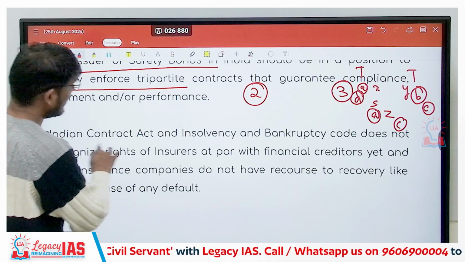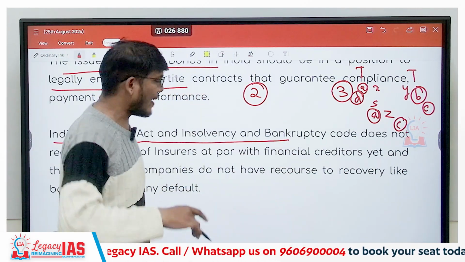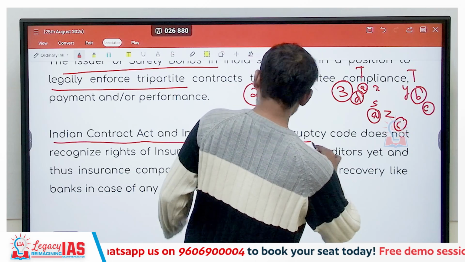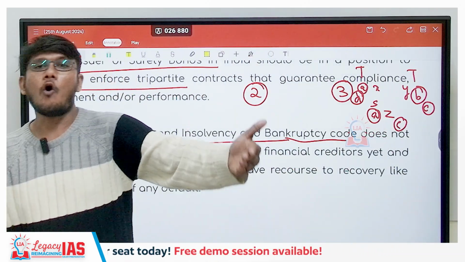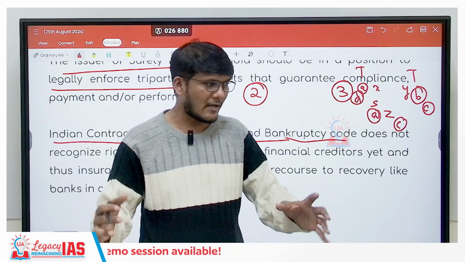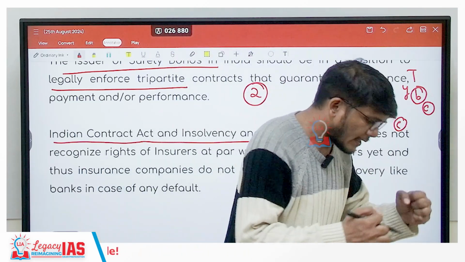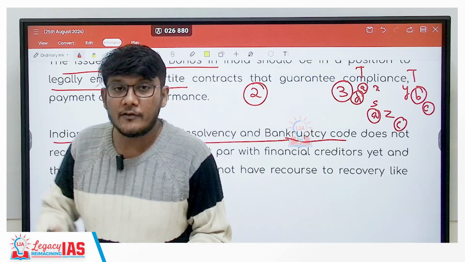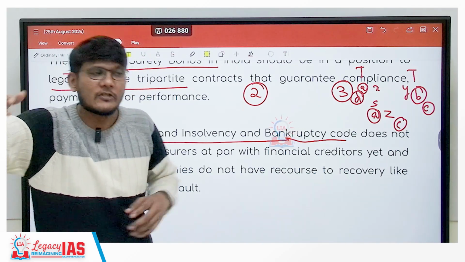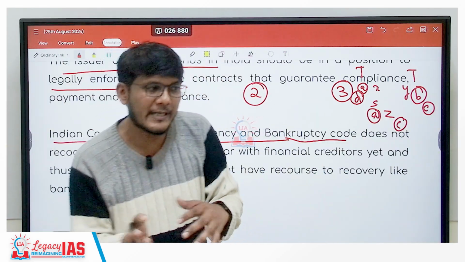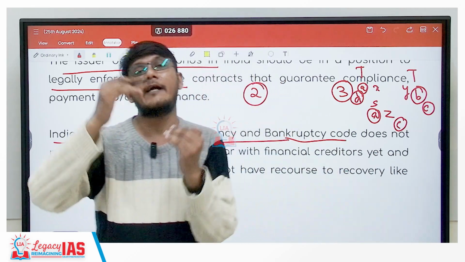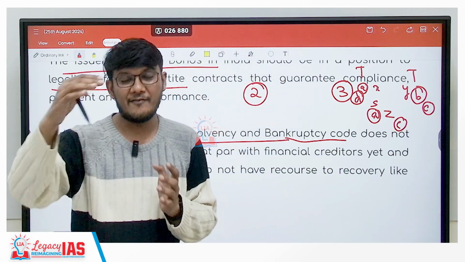Another drawback is that the Indian Contract Act and the Insolvency and Bankruptcy Code do not treat insurers on par with investors. Meaning, if a company is bankrupt and their assets are being sold, the investors would get the money first, and insurers will get later. If any money is left, only then they will get it, because they are not at par with investors.